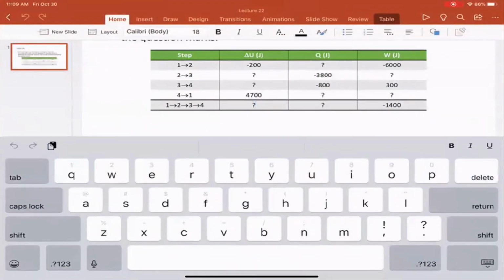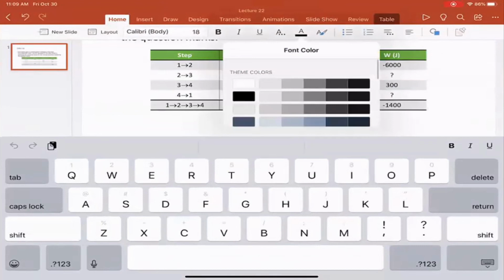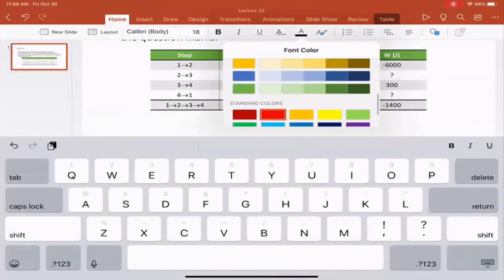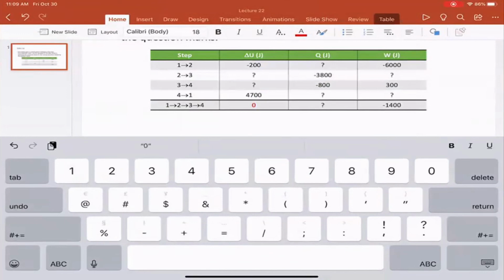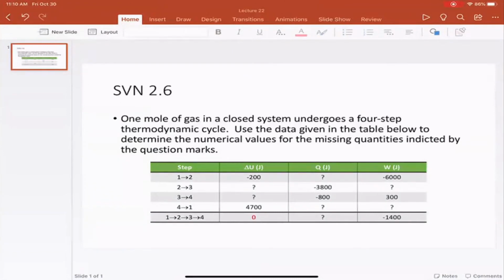And I'm going to put that in. Okay. Sorry, guys. Change the font color. And we know then delta U for that cycle is going to be equal to 0. Okay. Now, the interesting thing here is that, and maybe I shouldn't have erased it, we immediately can put in at least a couple more values into this table.